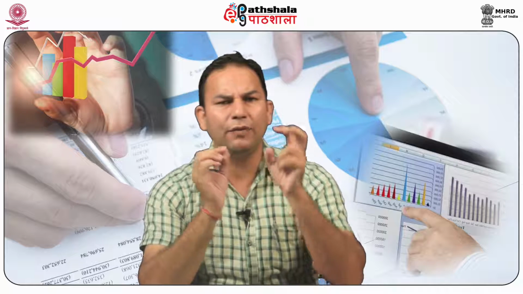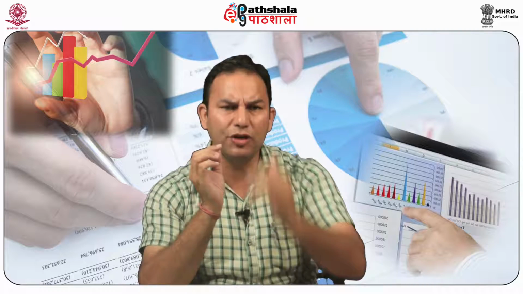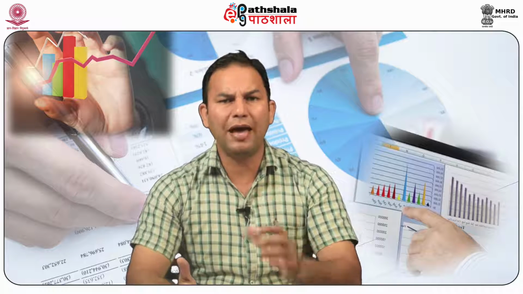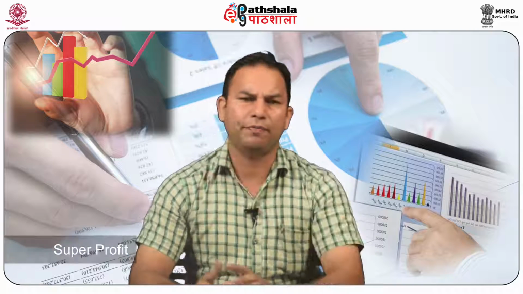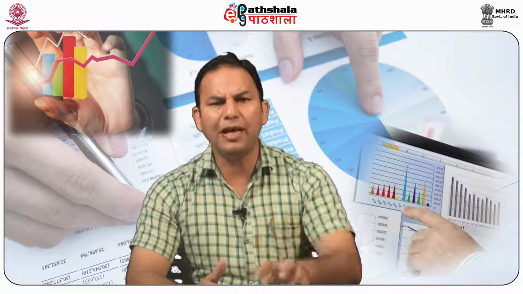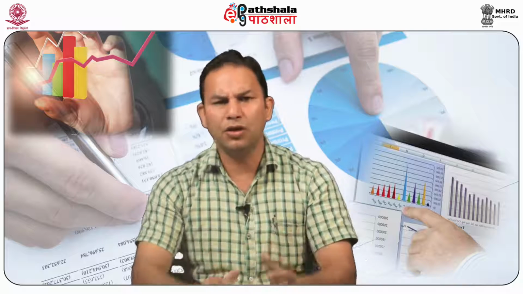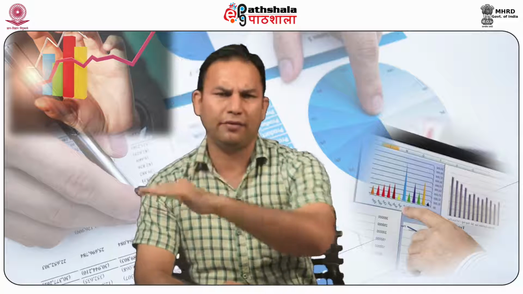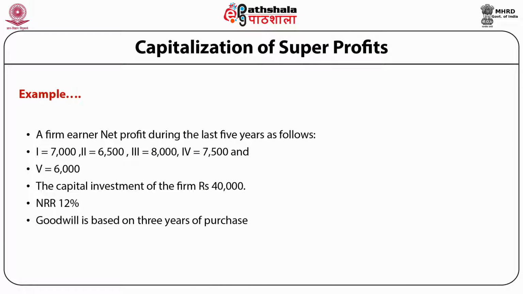Capitalization of super profits. The value of goodwill is taken to be an amount which, if invested at normal rate of return in business of similar nature, would give a yield equal to super profit. In other words, the value of goodwill is obtained by capitalizing the super profit on the basis of normal rate of return. The formula of goodwill under this method is super profit multiplied by 100 divided by normal rate of return. Example for calculating goodwill is given here.